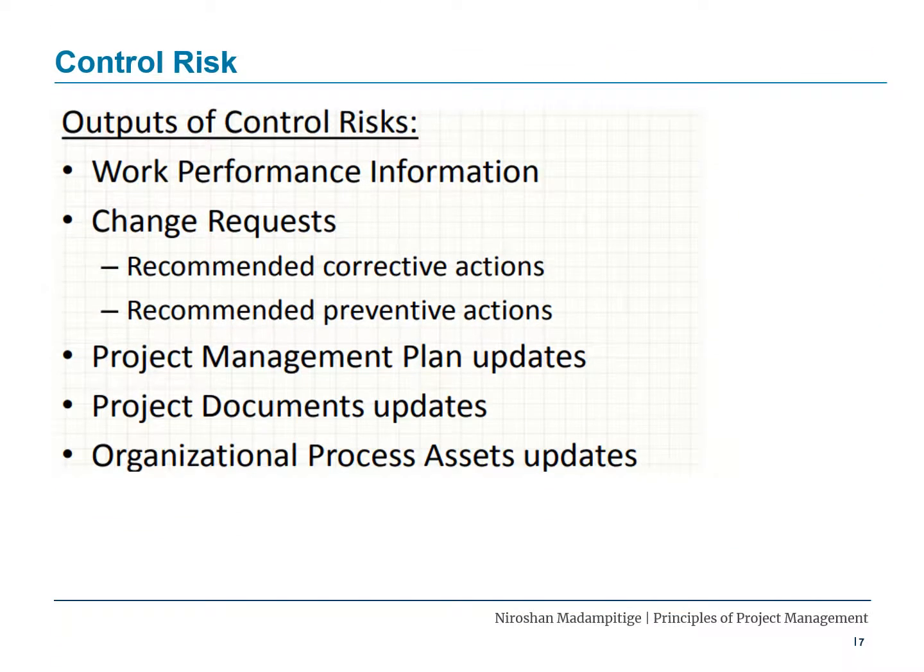All right, congratulations. You have come to the last slide of the video. That is to talk about the outputs of control risks. There are 5 major outputs produced at the end of the control risks process. Of course, the control risk process happens during planning and execution. The first output is work performance information.